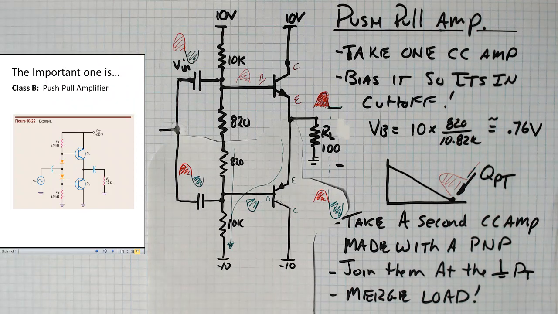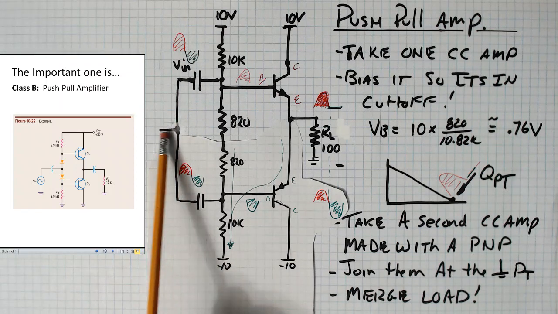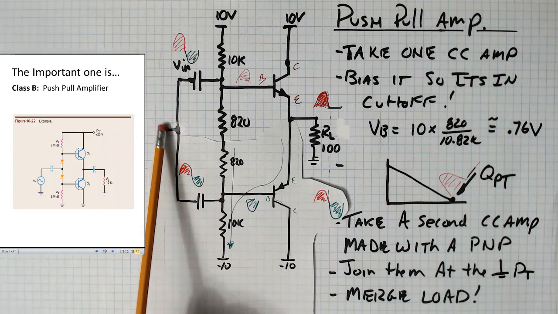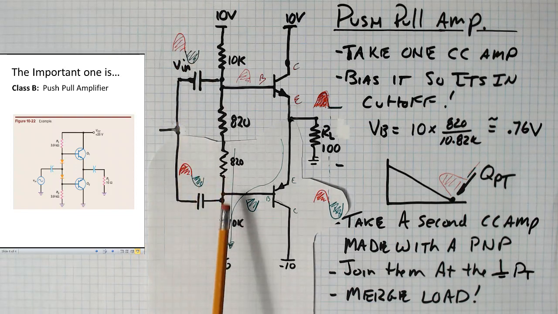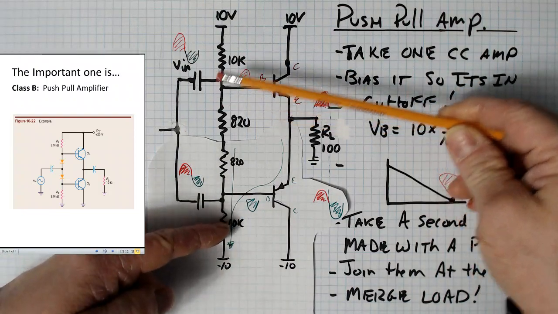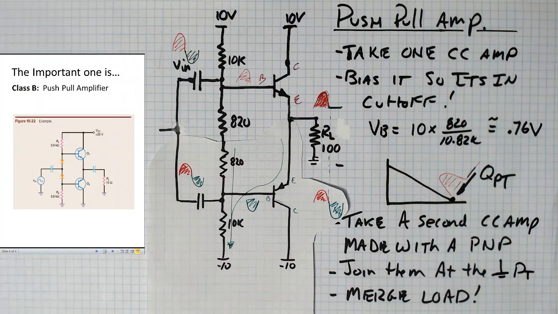So this is how you make a push-pull amp. You take 2 CC amps, one with an NPN, one with a PNP, you join them together at the ground point, and now you drive them both at the base. So you would apply your input signal here, which would take the signal to both bases. You would wiggle both bases the same, turn them on and off, but opposite. When you turn this one on, you turn that one off, and you would get a signal out of it.